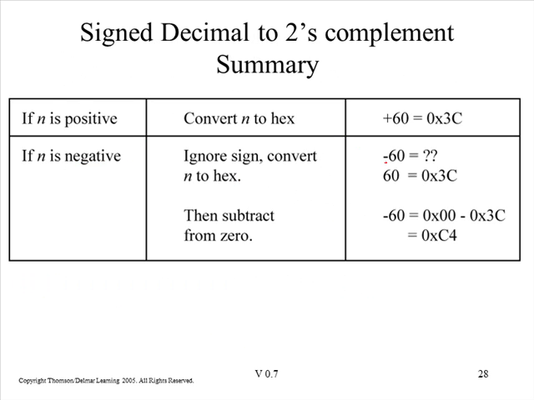Here's one more example. Let's say we want to convert a minus 60 to a 2's complement representation. First, we'll just take 60 and find out its magnitude, which is going to be 3C. Then, because this is a negative, we're going to subtract that from 0. So we'll say 0 minus 3C.